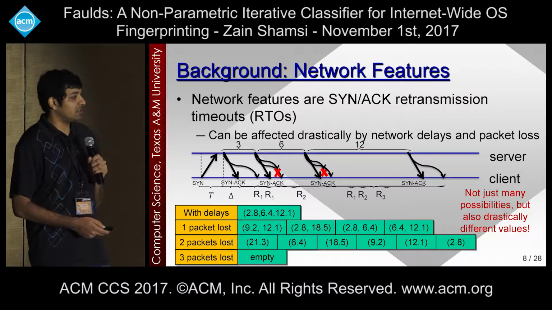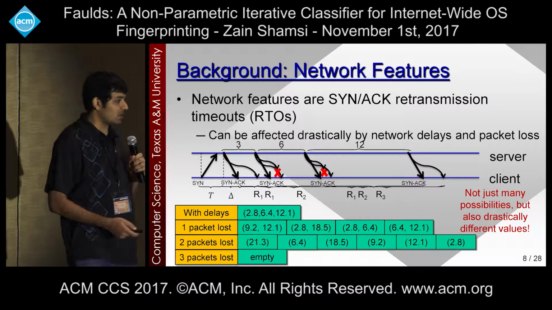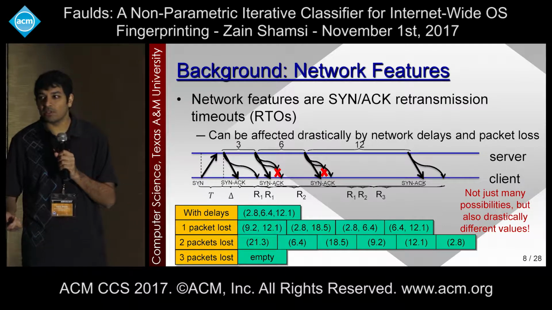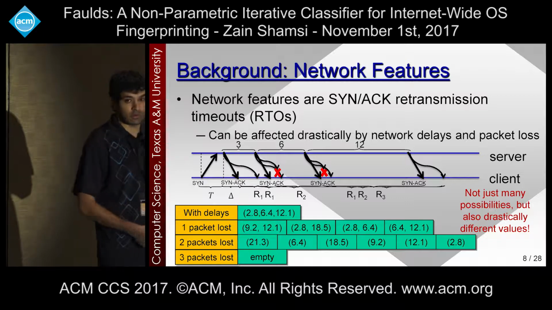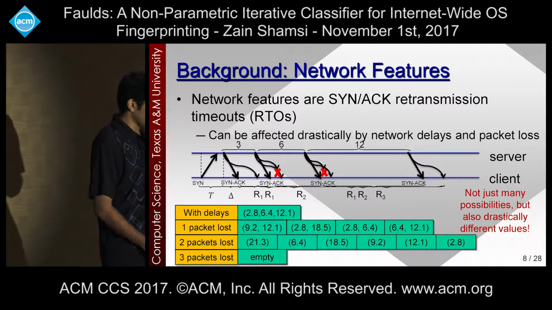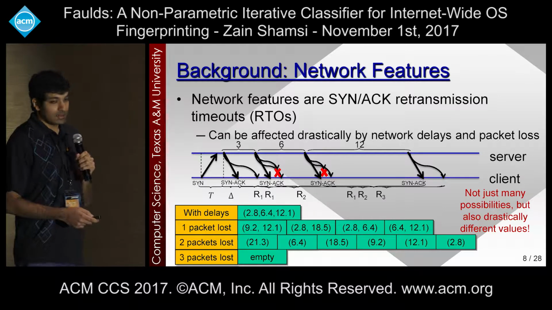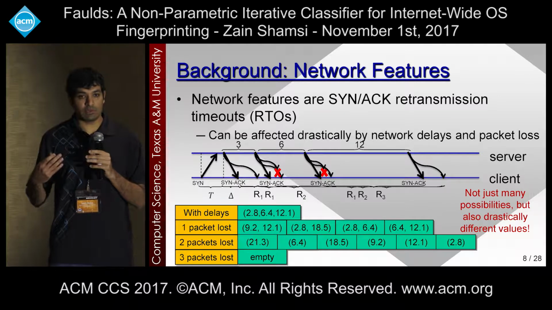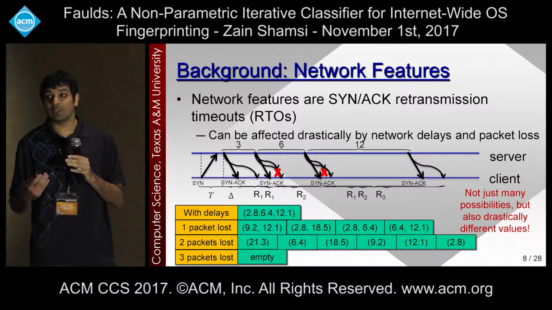You lose the other one, you see 2.8, 18.5. As you can see, these are going far away from the original 3, 6, 12. You can lose 2 packets and you only see one RTO of 21.3. So there's a lot of possibilities here. I won't go through all of them. But the point is the classifier has to be able to figure out what it's actually looking at and what could have happened.